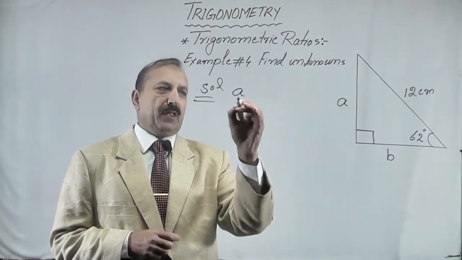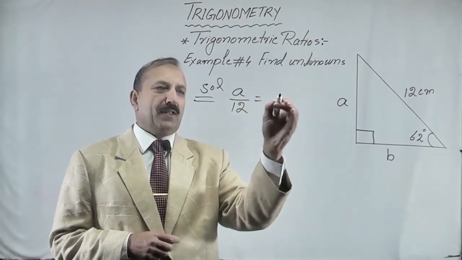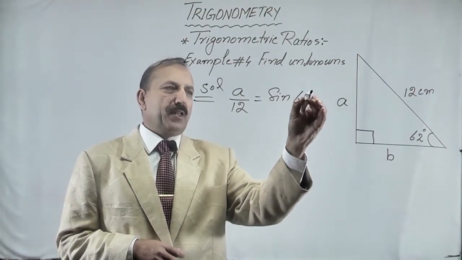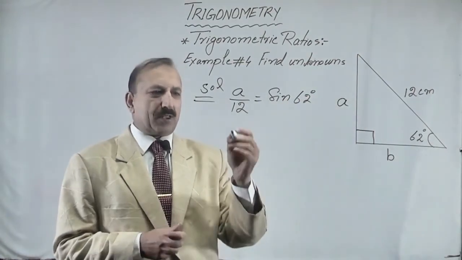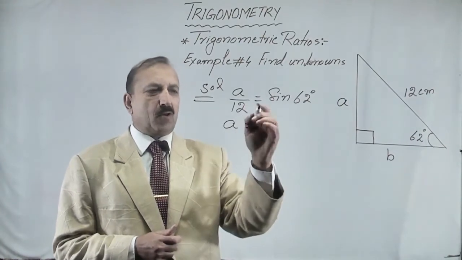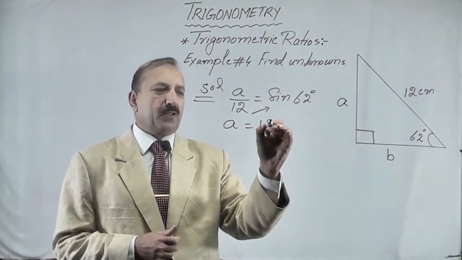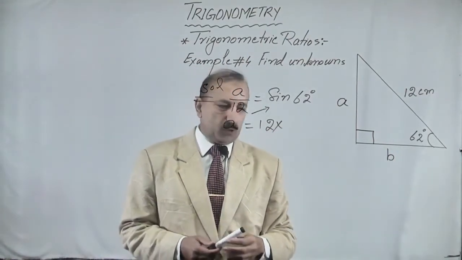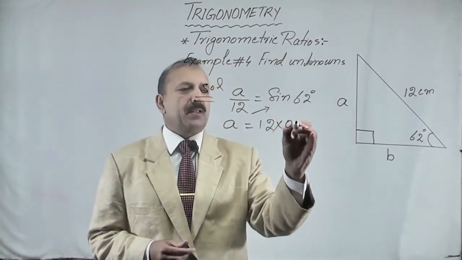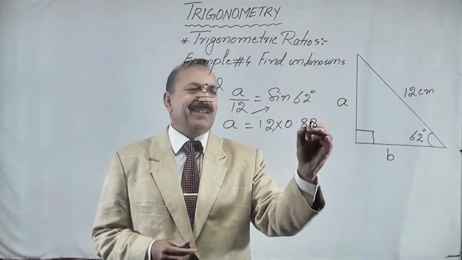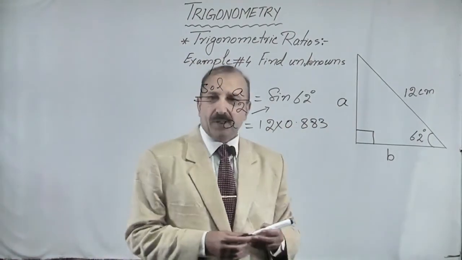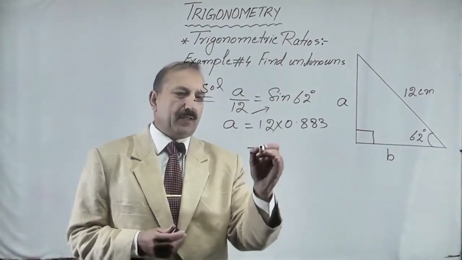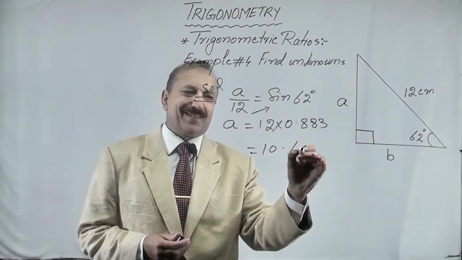Opposite over hypotenuse: A over 12 is equal to the sine trigonometric ratio, sine of the 62 degree angle given. The process is the same. We will cross multiply 12 here again. This 12 will be multiplied with the value of sine of 62 with the help of a calculator. We will write 0.883 as the value of sine of 62, and then when you multiply it, we get 10.6 centimeter, my dear.